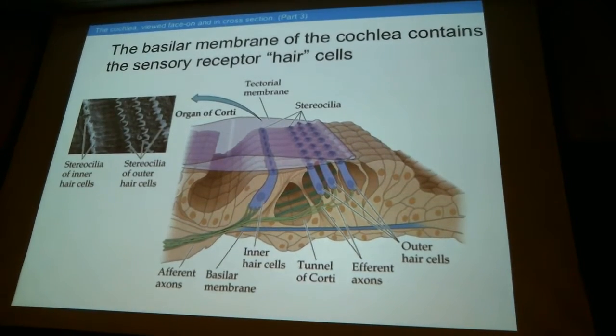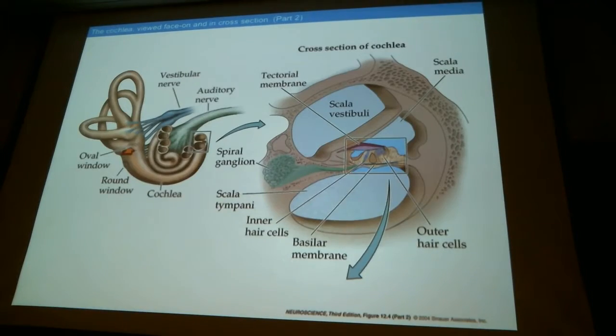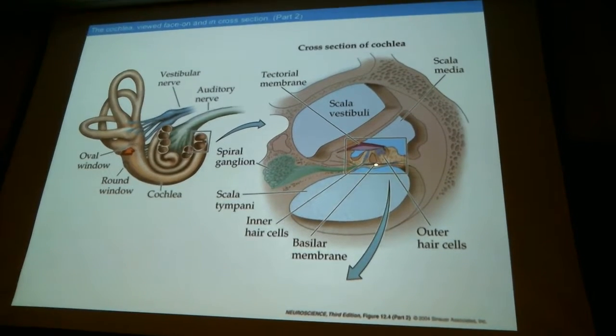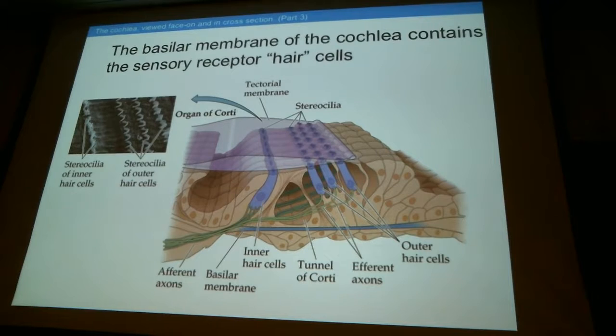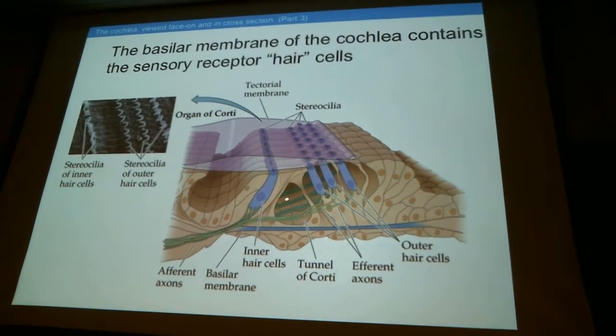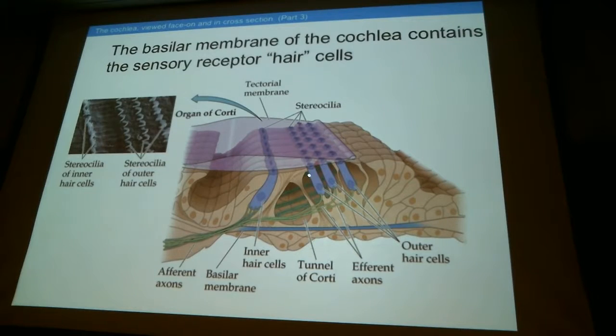Okay, so here's a more close-up view of the organ of Corti. Let's back up for a minute. This little purple region here is a membrane called the tectorial membrane, and underneath, forming the base of the organ of Corti, is the basilar membrane. So you have these two membranes sandwiching the hair cells in between. And so here they are again. Here's the tectorial membrane, and here's the basilar membrane. Sitting in between them are these rows of what's known as hair cells, and then a whole bunch of supporting cells. And there are two basic types of hair cells.